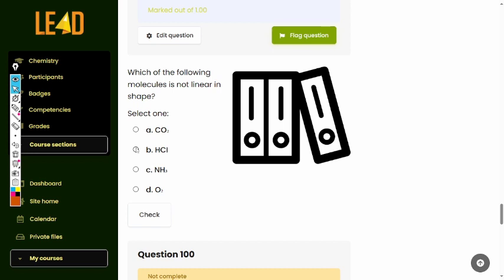Which of the following molecules is not linear in shape? Not linear. Okay, so the one that is not linear here, let's see. CO2, of course. Let's draw that and see. CO2 has carbon in the middle and oxygen on each side, so it's linear. Hydrogen chloride is this way, so it's linear. Ammonia is nitrogen combined with 3 hydrogen atoms, so this is actually not linear. While oxygen is bonded this way, so it's linear. The only non-linear molecule here is ammonia. So we go with ammonia.